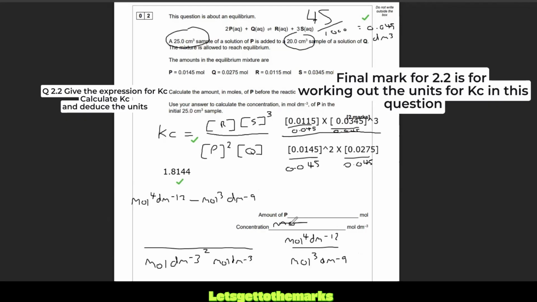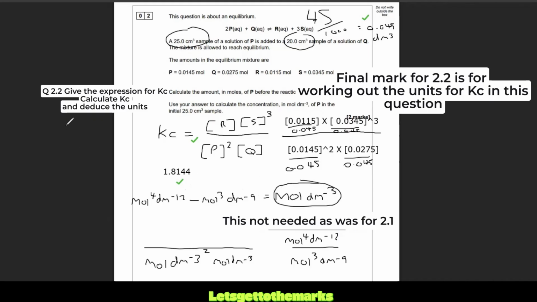Oh, I forgot, we're not on the right question. Okay, so that means that the units are just mole to the 1, so we just write mole. And then how do we work out the dm? Dm minus 12 minus minus 9. So essentially a minus minus becomes a plus. So if you go minus 12 minus minus 9, you get plus 9, so you're going to get dm minus 3. And that is your units. And here we go, that is the 4th mark.